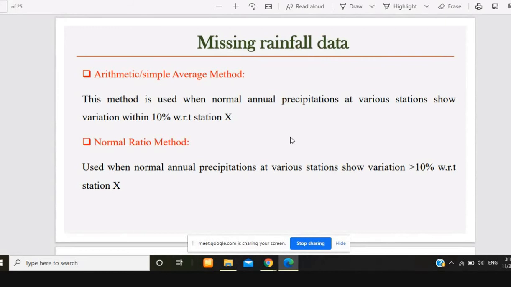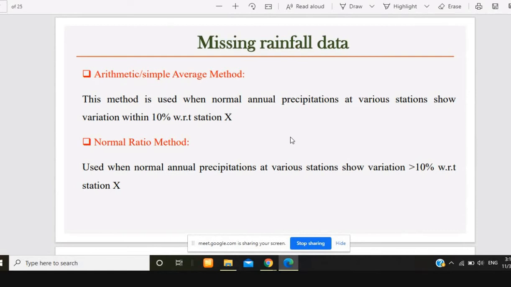So suppose we have 4 stations A, B, C, D, and the present data or the data of a particular year is with you, and the normal precipitation data of those 4 stations is also given, but the data of one of the stations is missing. The present data of that one of the stations is missing. Then you have to find out that missing rainfall data.